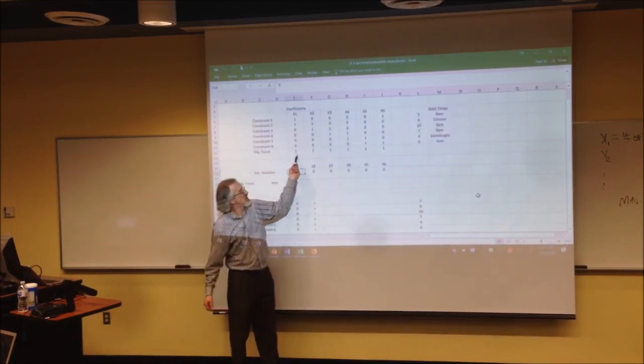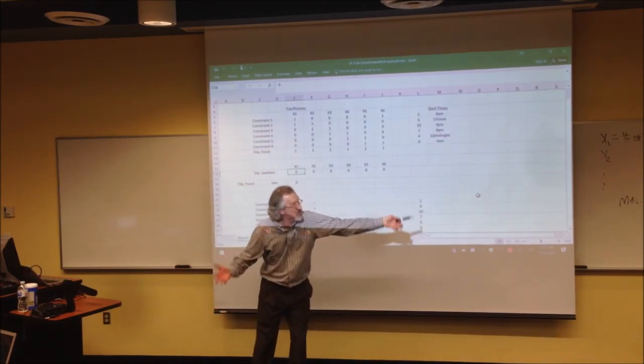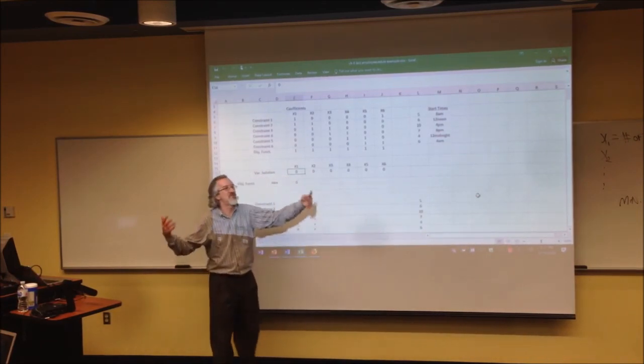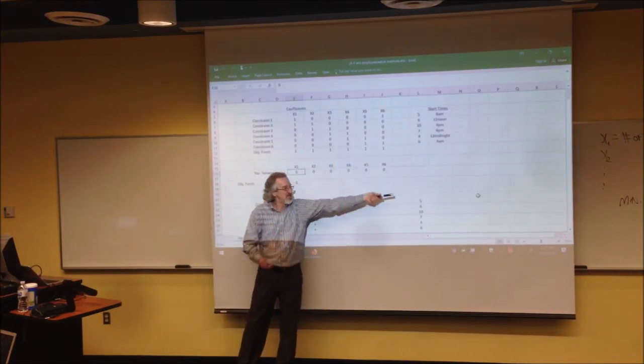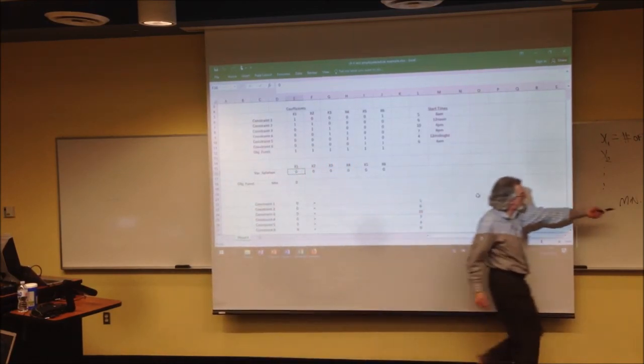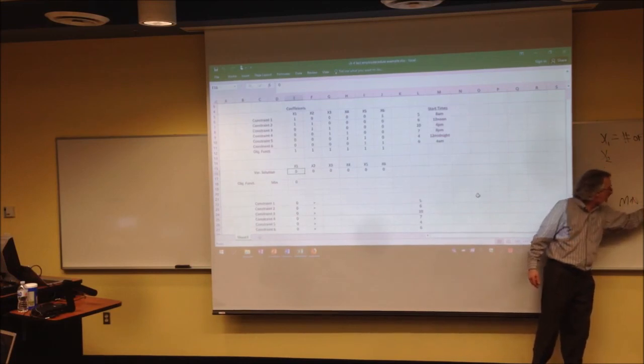Now, our objective function just says x1 plus x2 plus x3 plus x4 plus x5 plus x6. 1, 1, 1, 1, 1, 1. Even though I didn't put any 1s next to them, to have that there means 1, 1, 1, 1.